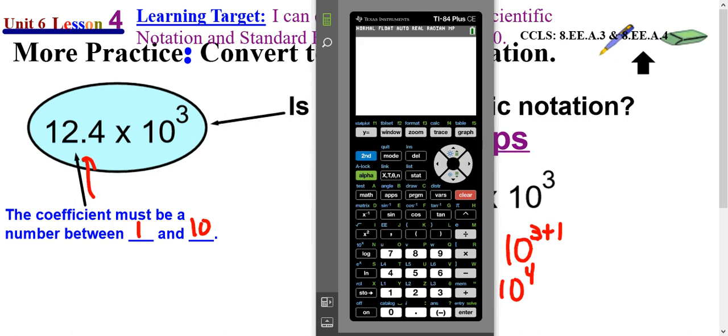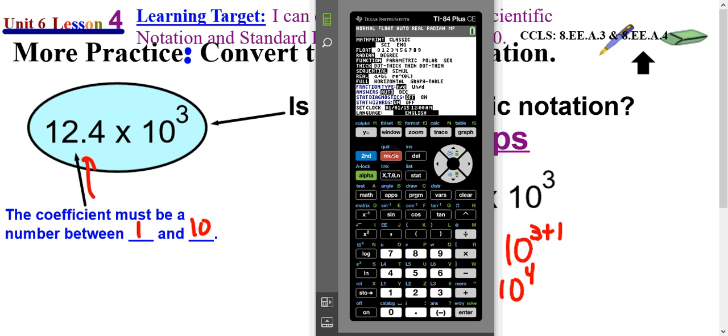So you're going to press mode. When you press mode, if you don't have your calculator, pause the video, go get your calculator. Make sure you have it next to you, just for every lesson. When you press mode, what's blinking right there is normal. And you have to go over to SCI, for scientific notation. Then you press enter, and you'll see it there.